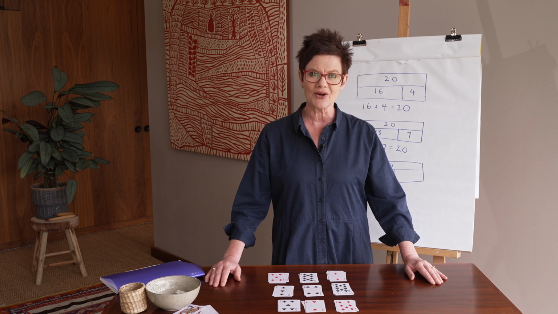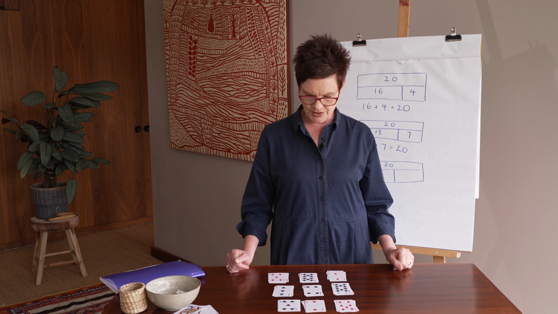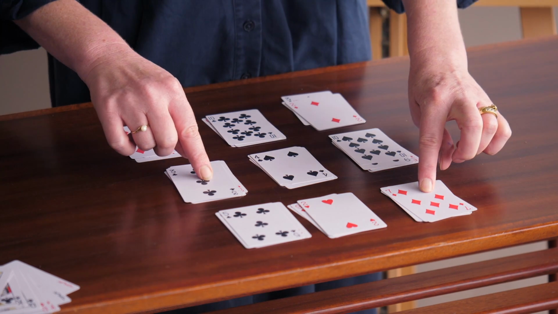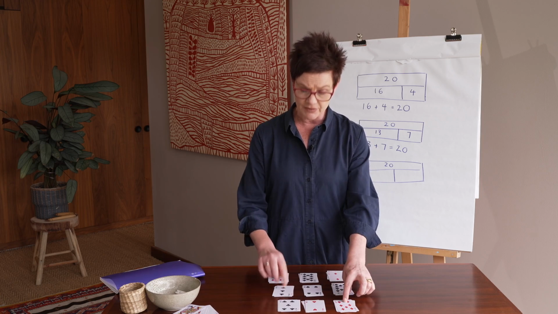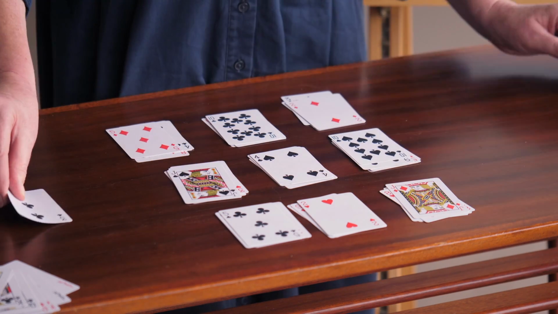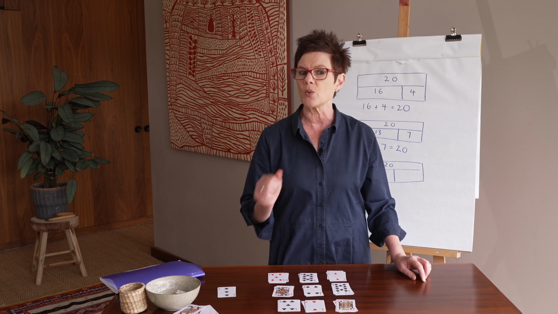So here we go. I can see lots of things to do here. The first move I'm going to make is my 7 and 3. I know 7 and 3 make 10. So they're going to come off the pack, and I'm going to place them over here in my winning pile.